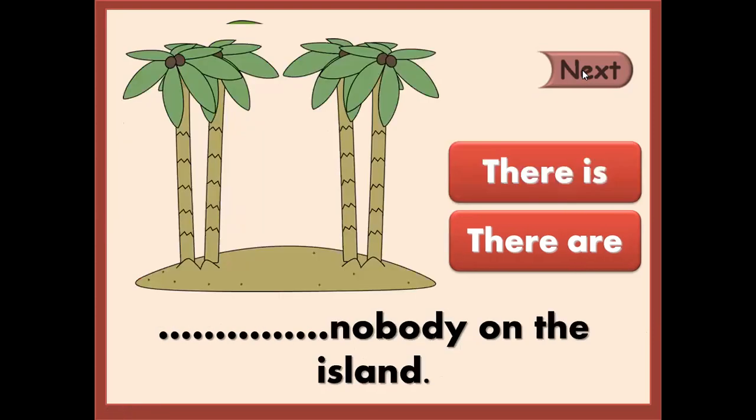Okay, moving on to the next. Dash nobody on the island. There is or there are? What are we going to use? For nobody, what do we use, are or is? Nobody means one person. So we are going to use there is nobody on the island.